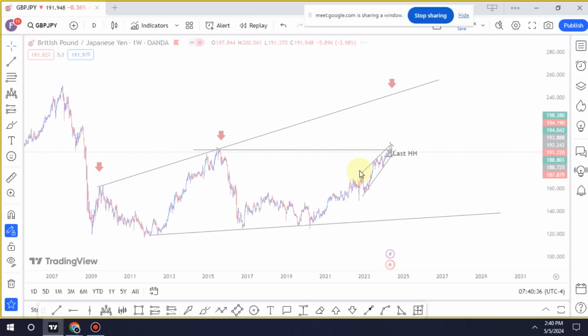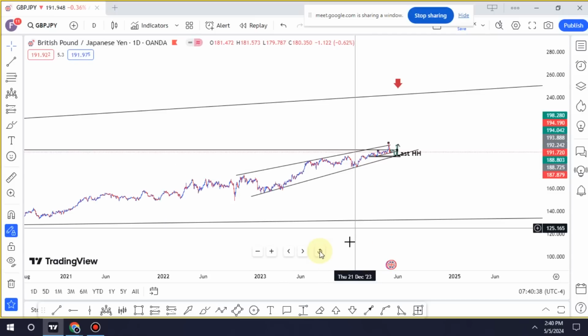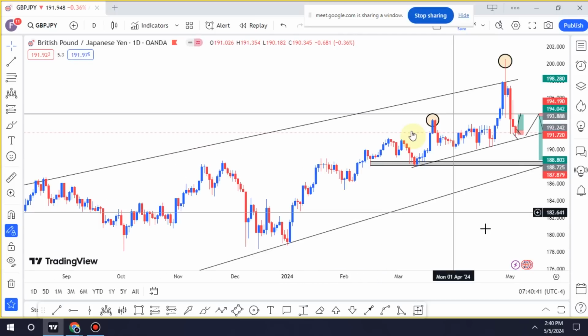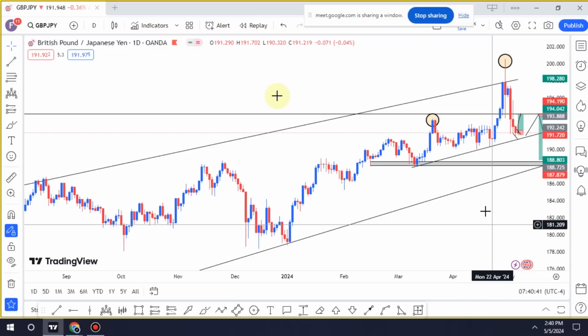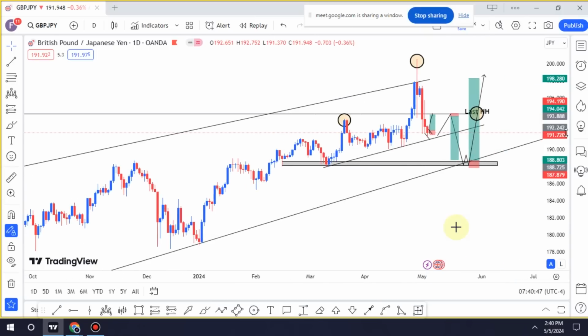It's good to trade against most of the people. When the majority are taking sells, we should be looking for buys, and when the majority are looking for buys, we should be looking for sells. That's the psychology of the market. All right, so this is it.